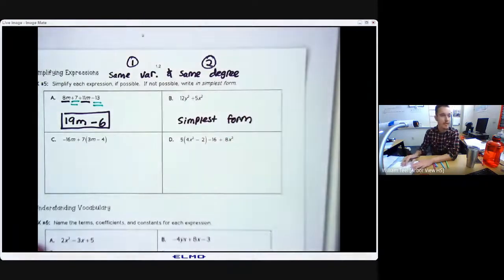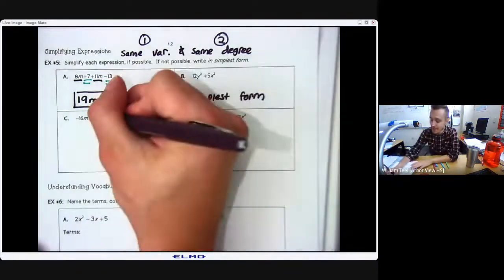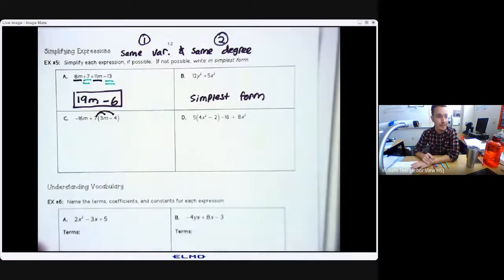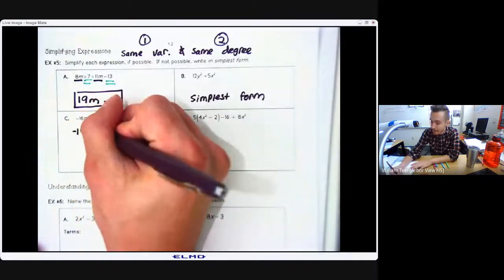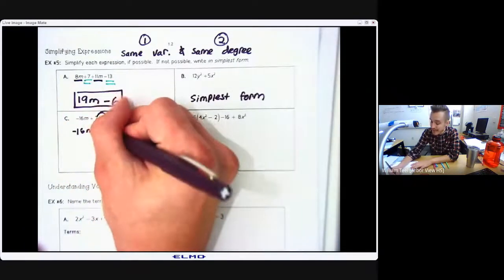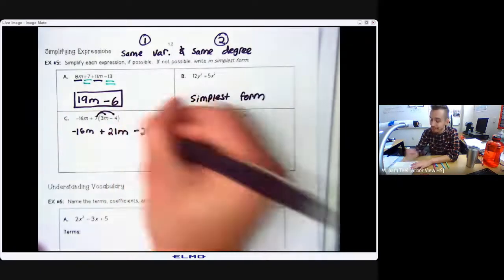All right, moving on to part C, I have negative 16m plus 7 times quantity 3m minus 4. Now, my first instinct whenever I see a whole number multiplied by a parenthesis set is that I'm going to want to distribute that number into the parentheses. So I have negative 16m plus 7 times 3m is 21m. 7 times negative 4 is minus 28.